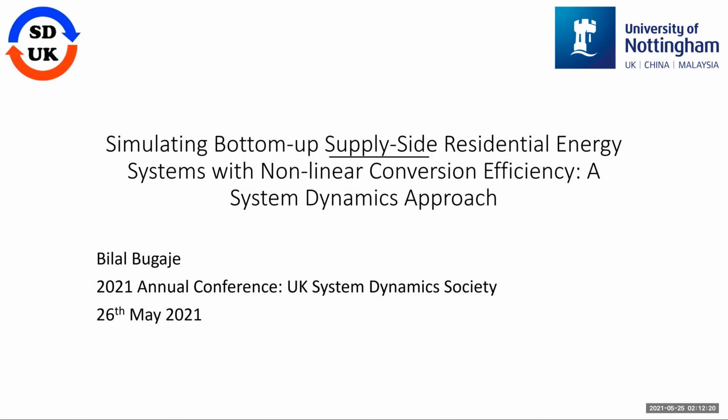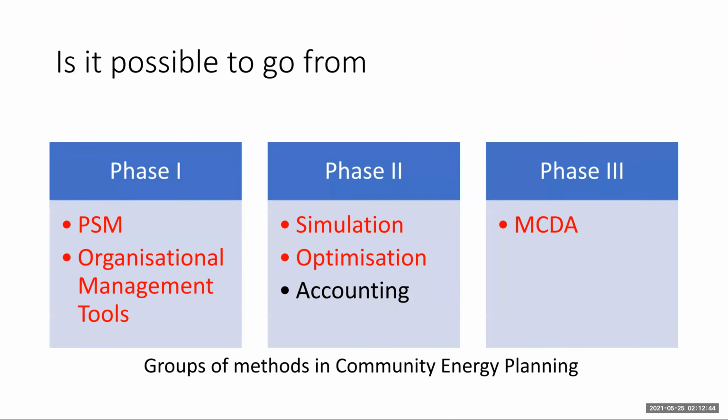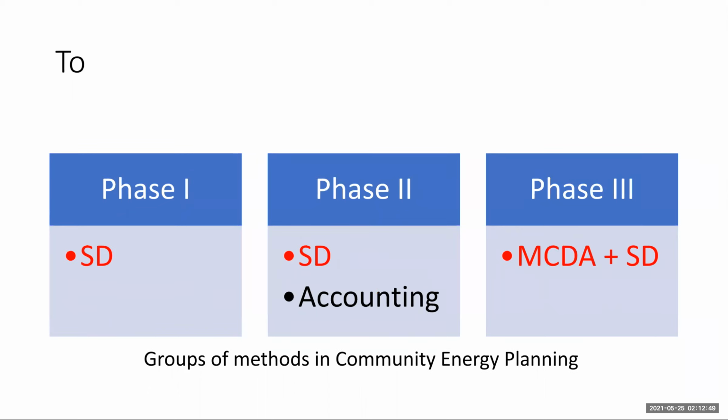Supply side refers to availability of energy. Bottom-up simulation focuses on technical operation of energy technologies, also known as the engineering paradigm. Residential energy systems are discussed within the context of community energy planning, which has three phases with distinct groups of methods. Looking at the groups of methods in each phase, is it possible to go from this to this, where a systems approach like system dynamics might cater for the needs of the different phases?